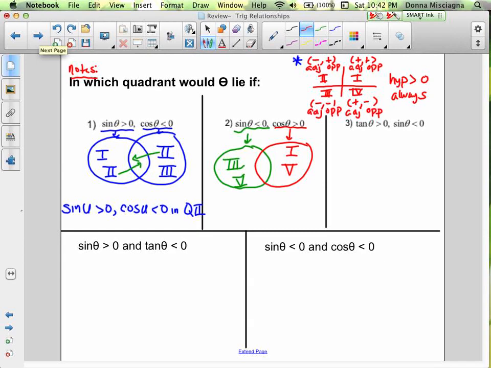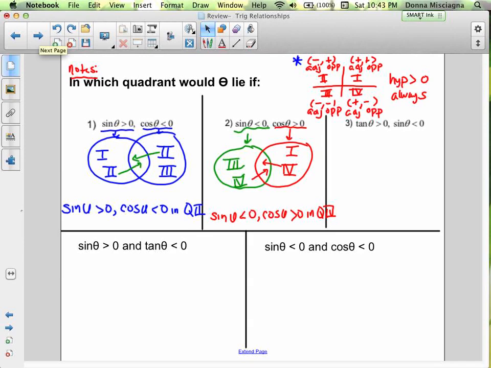All right, so where do they overlap? Oops, hey, something's missing. There is no fifth quadrant. Fourth quadrant, where do they overlap? They overlap in the fourth quadrant. So that means that sine theta is less than 0 and cosine theta is greater than 0 in quadrant 4. And that's our answer.